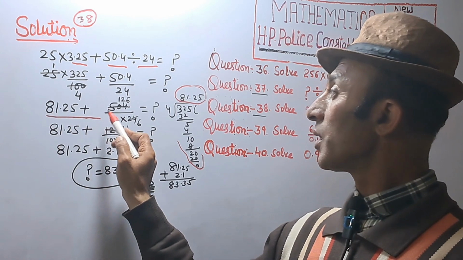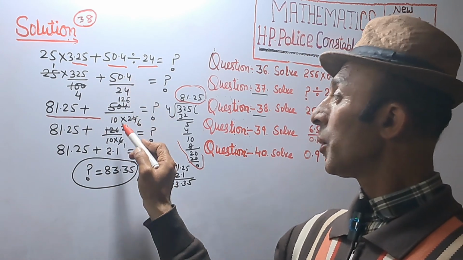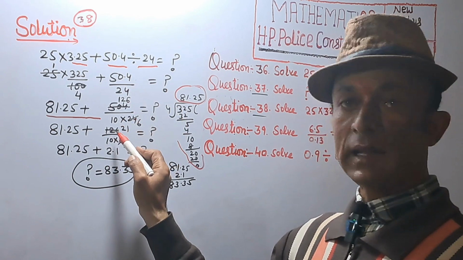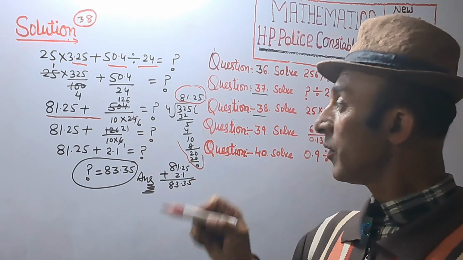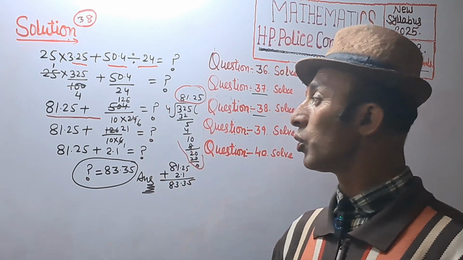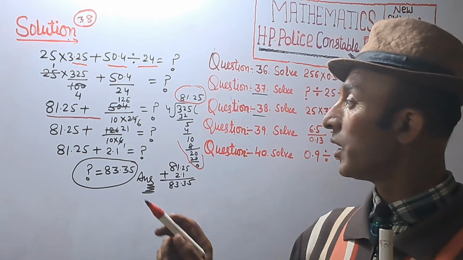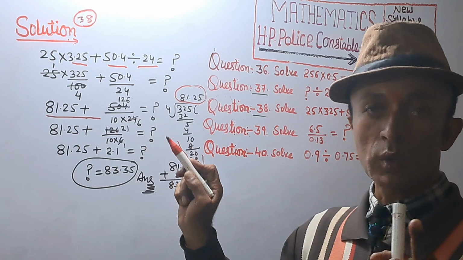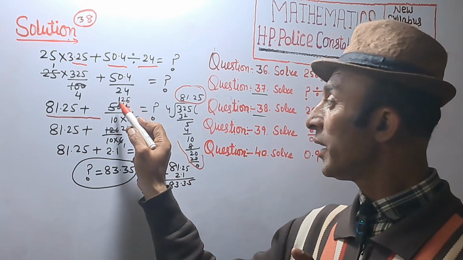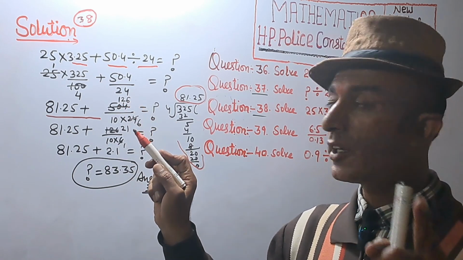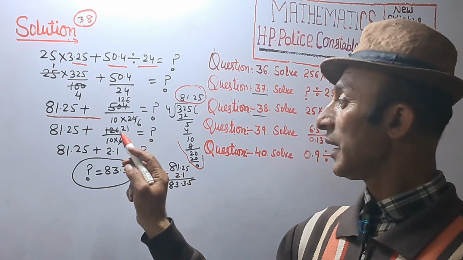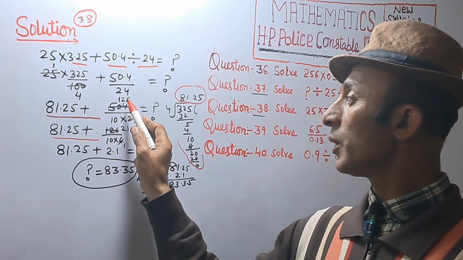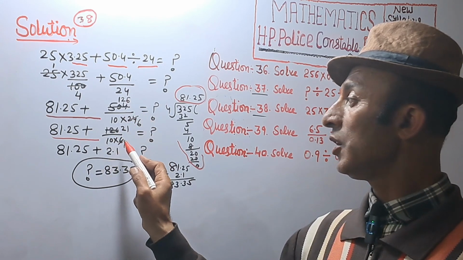81.25 plus 504 upon 10. Point 4 will be 10. So 504 divided by 10 into 24, which is divisible by 4. 504 divisible by 4. 4 sixes are 24, and 126 fours are 504. And the next step is 81.25 as it is plus 126 upon 10 into 6.